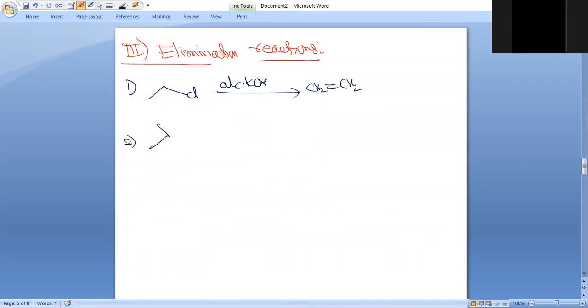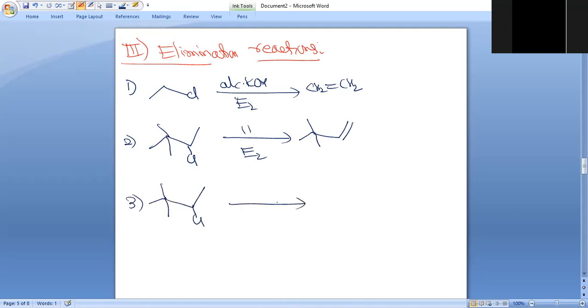And next you have a compound like this. Alcoholic KOH means E2 elimination will take place. Alcoholic KOH means you'll get the double bond here. And when you're taking water and heating, solvent and heating means the E1 mechanism will be followed. Carbocation, then rearrangement, then after that the product.